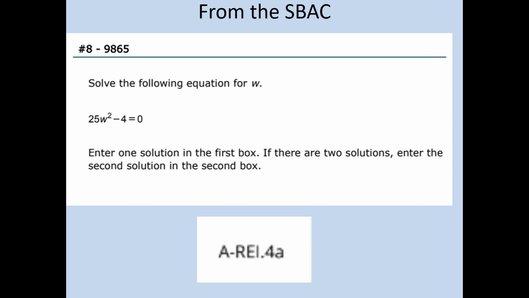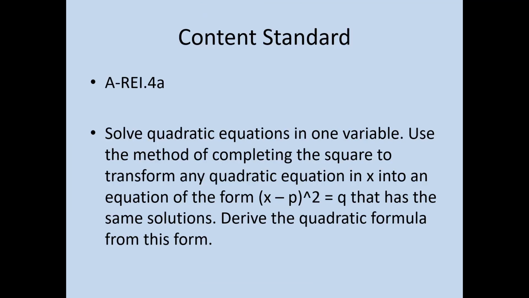So in the exercise that we're going to do, we're going to take an item from the SBAC exam. We're going to look at the standard and then try to write an objective for it. So here's a problem from one of the SBAC released items. Solve the following equation for W, and the equation is there. We look below, and that is associated to standard A-REI.4a. And that standard is this.